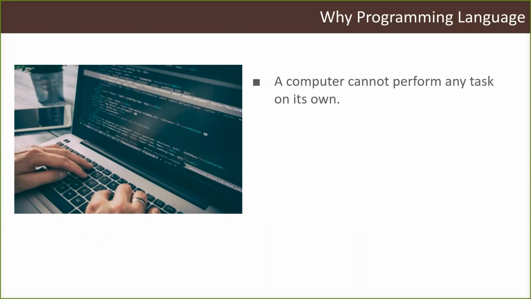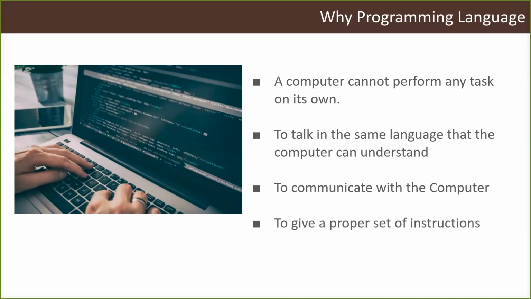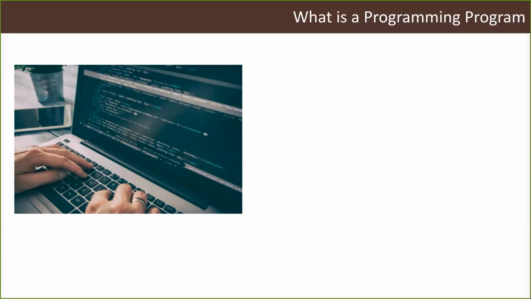So to sum it up, a computer cannot perform any task on its own, all right? We need to talk in the same language that the computer can understand and communicate with the computer effectively. And effectively, we don't need to communicate just one thing. We need to give it a proper set of instructions. So basically, that's why we need a programming language. All right. So let's look at what exactly it is.